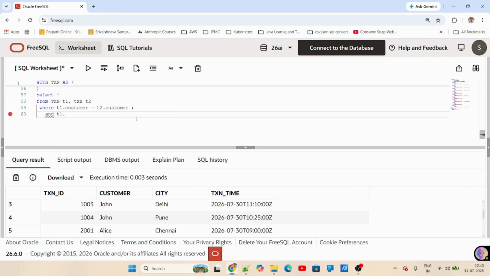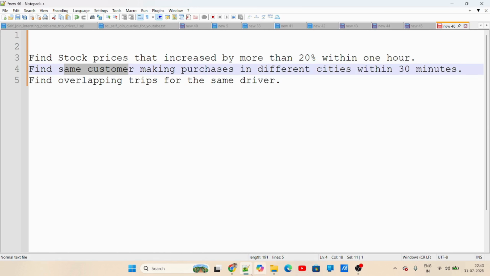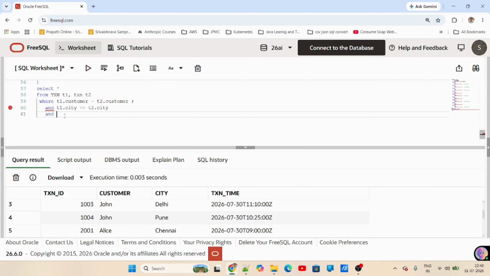Now, what is the other condition that we had seen? The transaction is saying that city should be different. Okay. The city should be different. This is another important point. And what was the another important filter that it said? Within 30 minutes. Okay. So within 30 minutes is also another important filter. After sequencing part only, I will do this transaction time thing. Okay. So let's do the sequencing part.